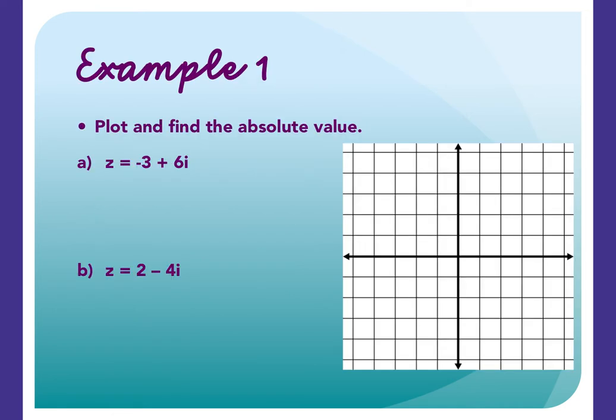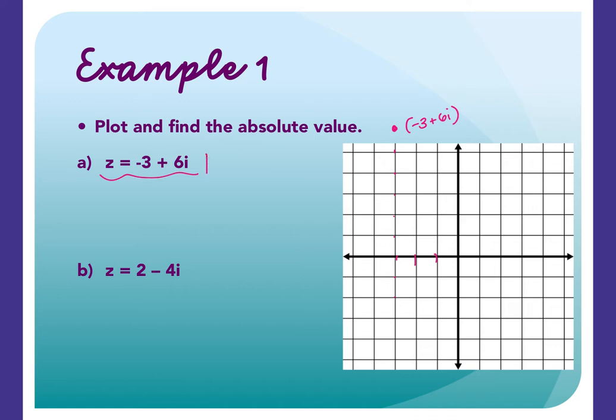Example 1 puts those two together. It says plot the point and then find the absolute value. So for A, negative 3, 6, I'm going to go left 3 and down 6. Nope, just kidding. Left 3 and up 6. 1, 2, 3, 4, 5, 6. That would be negative 3 plus 6i. That would be that point.